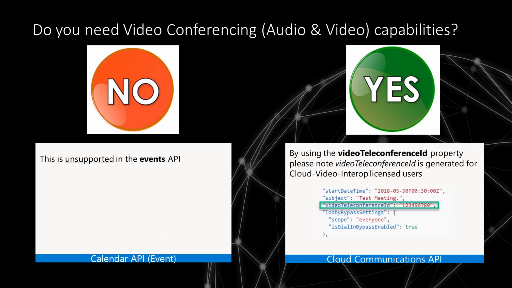Do you need to integrate video conferencing audio or video capabilities? The one thing to call out is that it's certainly not supported inside the Events API. And you heard me mention before, somewhat in passing, that it is available in the Cloud Comms, but you do need to have a cloud video interop license user in order to see that, and basically have the ID inside there to have those video conference capabilities.